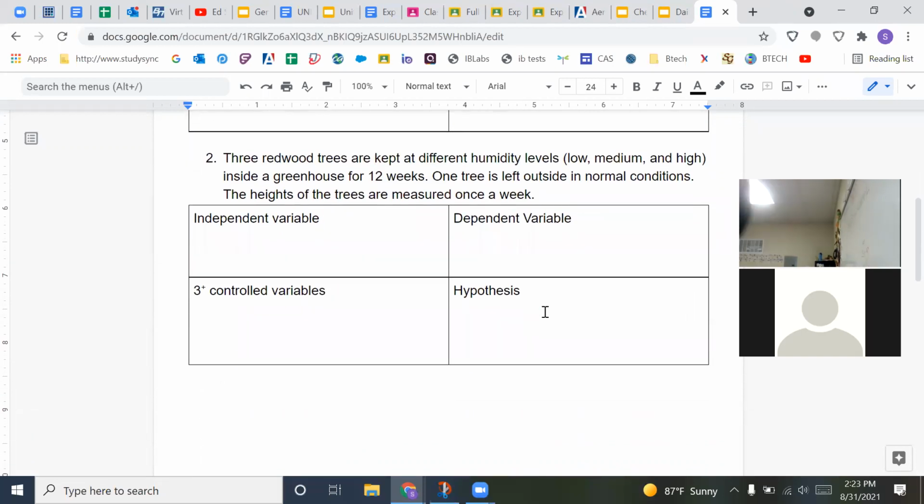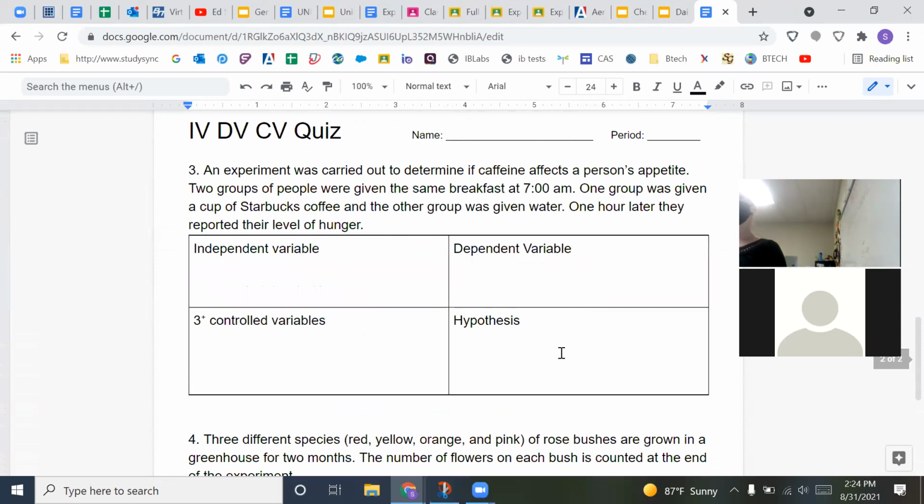Okay, number 2. The redwood trees were kept at different humidity levels. So the independent variable would be humidity level. The dependent variable would be what we're measuring, the heights of the trees. Okay, you guys did wonderful on controlled variables and hypothesis. Number 3. Again, about caffeine. The experiment is carried out to determine if caffeine affects a person's appetite.